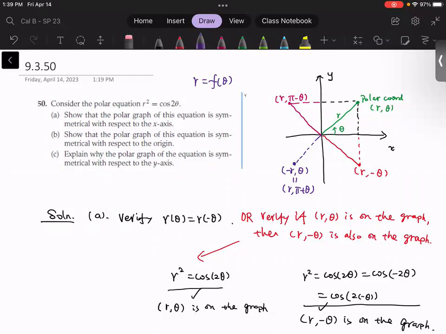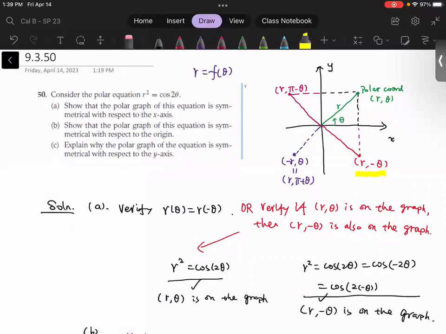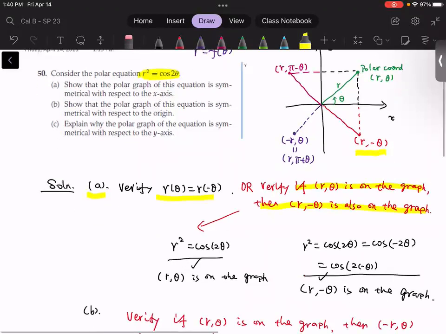For example, r and negative theta. This point is a symmetric point with respect to the x-axis. In general, when we verify the symmetries, like part A, we want to verify r of theta equals r of negative theta. But because of the special structure of the polar equation here, we want to avoid solving for r. So we need to interpret this slightly differently. For example, we can say if (r, theta) is on the graph, then (r, negative theta) is also on the graph. If we can verify this, then this just means the polar graph is symmetric with respect to the x-axis.